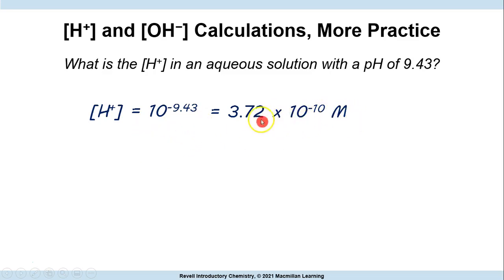How can you get this value from 10 raised to the power minus 9.43? On your calculator, the easiest way for you to get this number is to press minus 9.43, then you press second function and log. That gives you this value. So this is the exponential and this is the scientific notation.